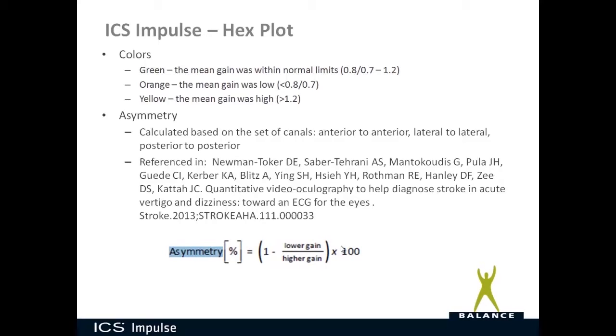Now, right now, this is more of a research feature because we don't know what the cutoff should be for abnormal or not abnormal for asymmetry. So you need to just take the value and interpret it yourself, how you see fit based on the other information you have on that patient. Now the asymmetry ratio is the same formula as it was in the gain graph, and the reference article is the same.